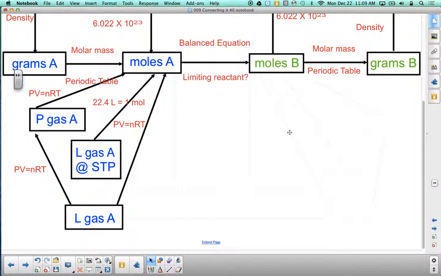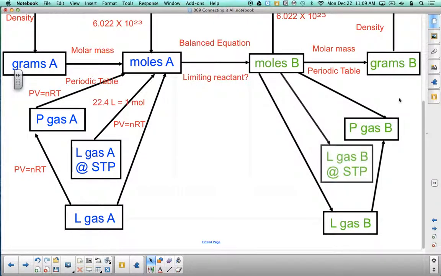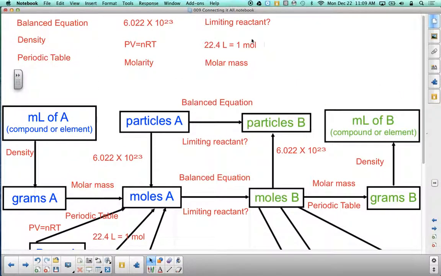And as always, the right side of this diagram looks just like the left side of the diagram. Once you get to moles of B, you can report that in terms of the pressure that gas B is exerting, in terms of the volume that gas B occupies, or the volume that gas B occupies at standard temperature and pressure. Now we need to go back up and get the PV equals nRTs and the 22.4 liters per mole. So we'll go up and grab those, put them where they belong.